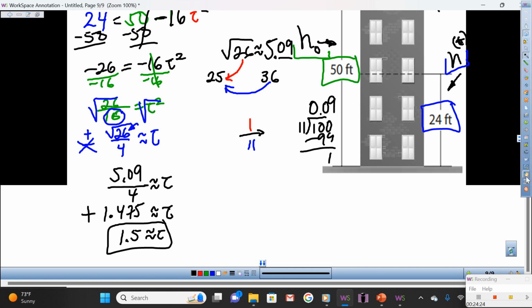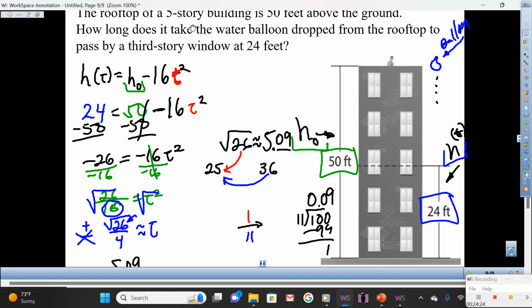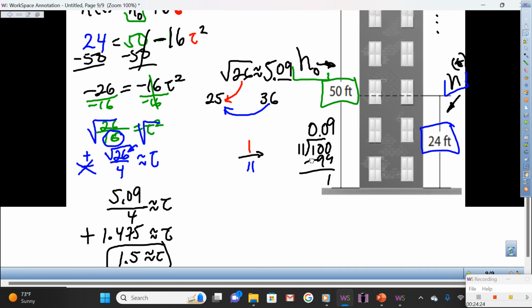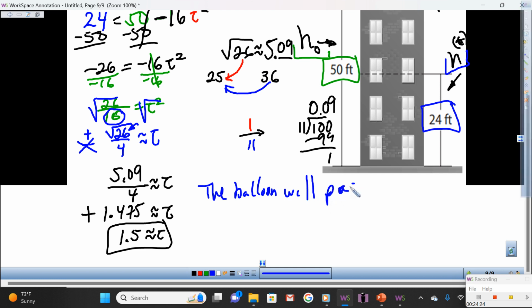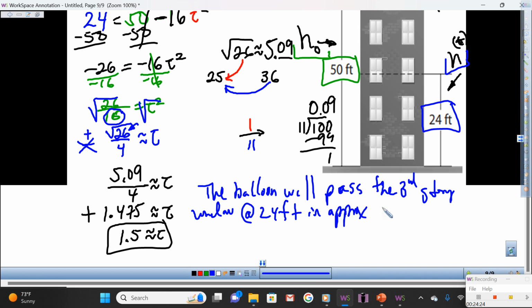So, what would be our statement at the end? Here goes the problem again. It reads, how long does it take a water balloon dropped from the rooftop to pass by the third-story window at 24 feet? So we would write what? The balloon will pass the third-story window at 24 feet in approximately 1.5 seconds. Thank you.